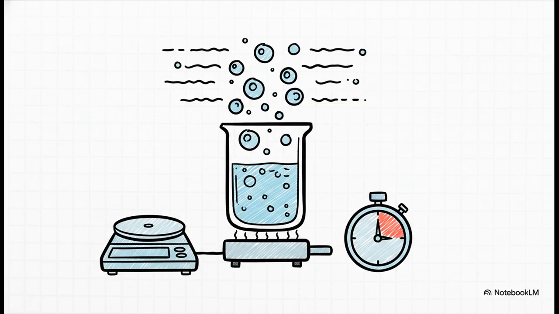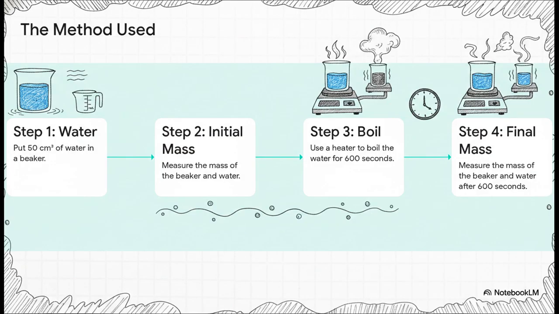Pretty straightforward, right? Now, the exam lays out the student's exact 4-step method. You add the water, measure the starting mass, boil it for 10 minutes, and then measure the mass at the end. Every part of the question that comes next is built on this process, so it's super important to have this clear in your head.